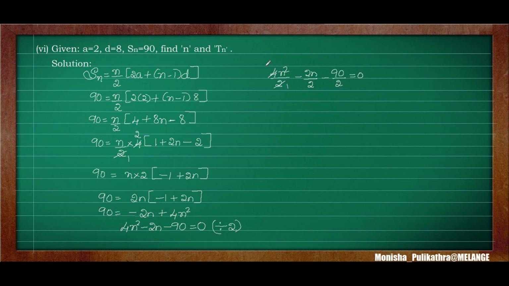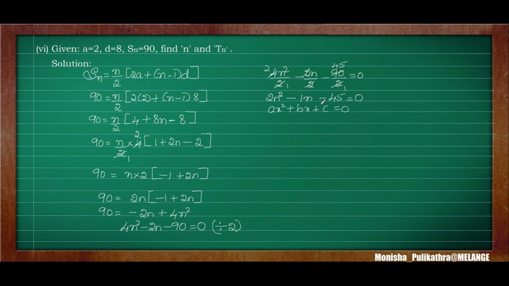So 2 1s are 2, 2 2s are 4, and here the 2 2s cancel each other, 2 1s are 2, 45s are 45. So the equation will be 2n² − n − 45 = 0. This equation is in the form of ax² + bx + c = 0, so we need to factorize this whole equation.